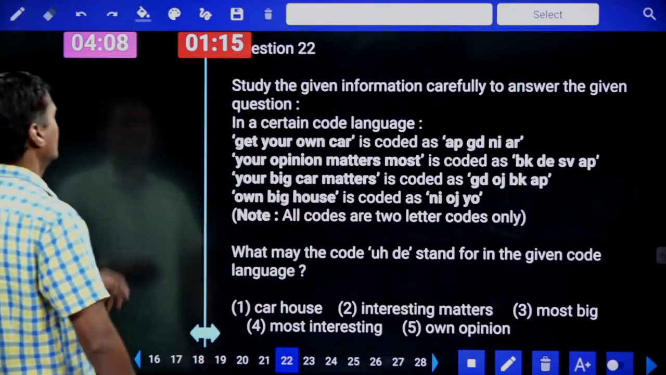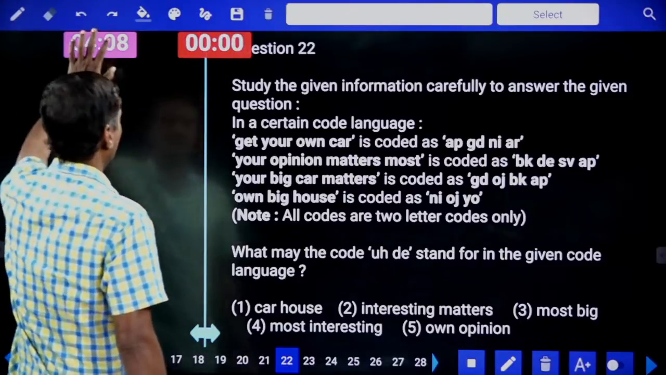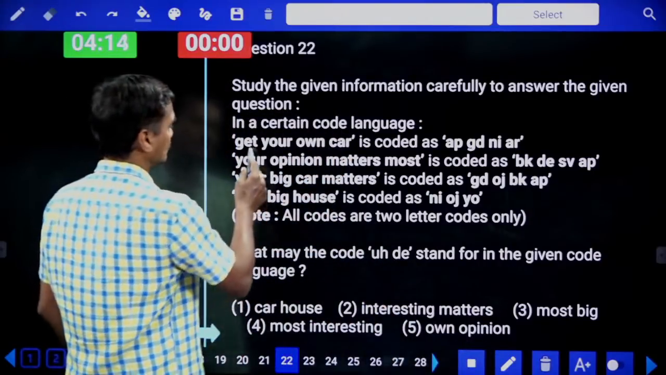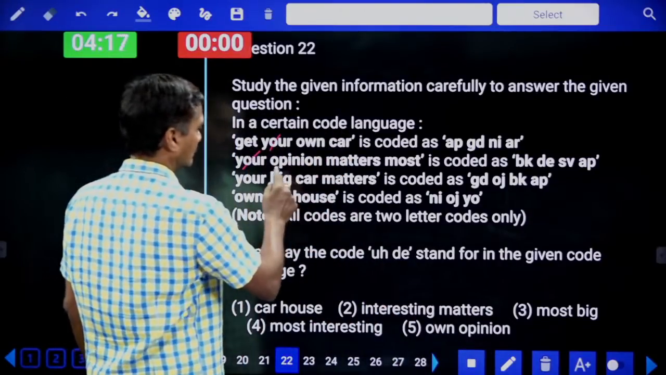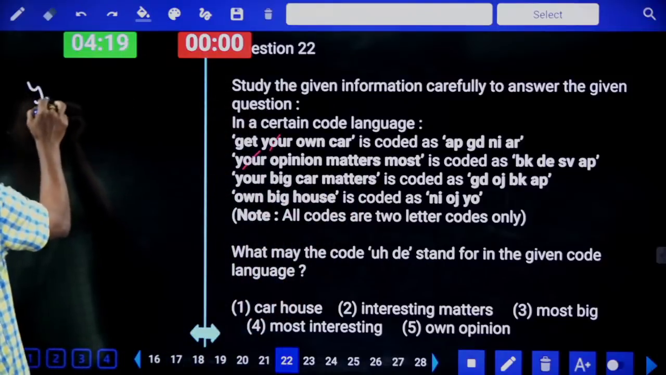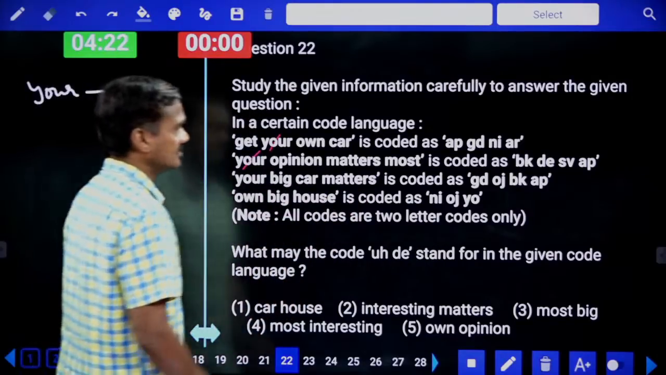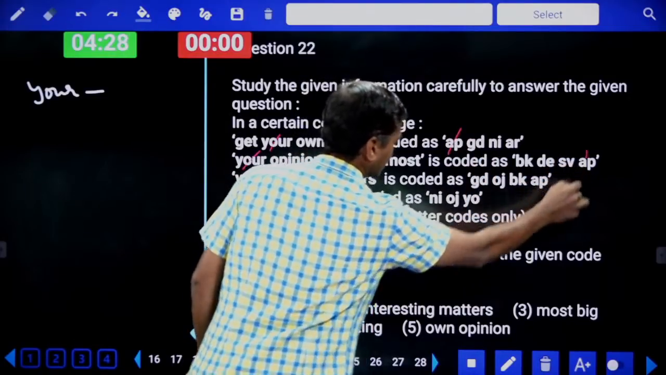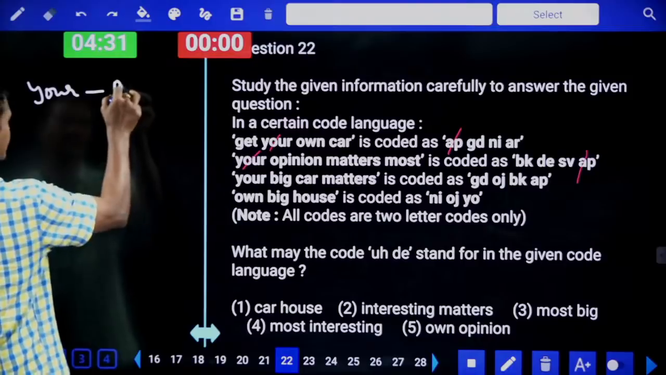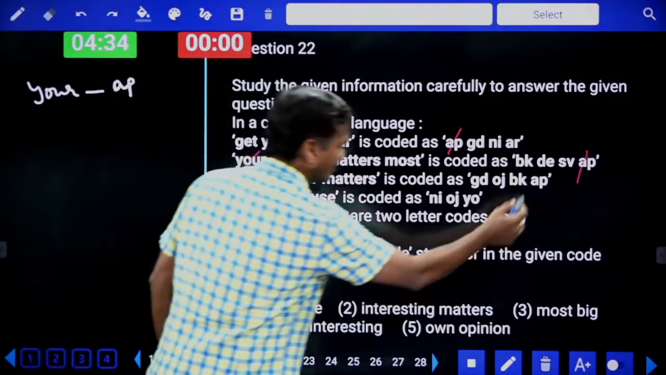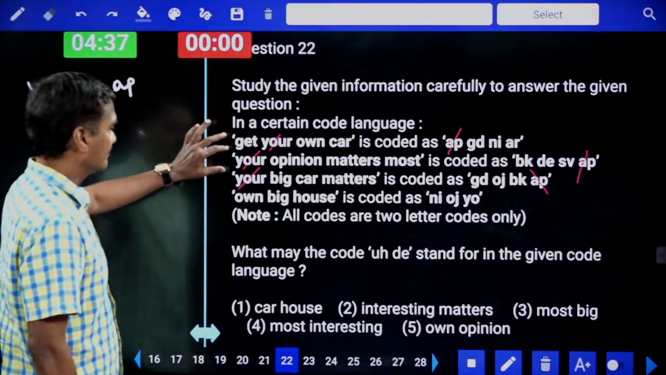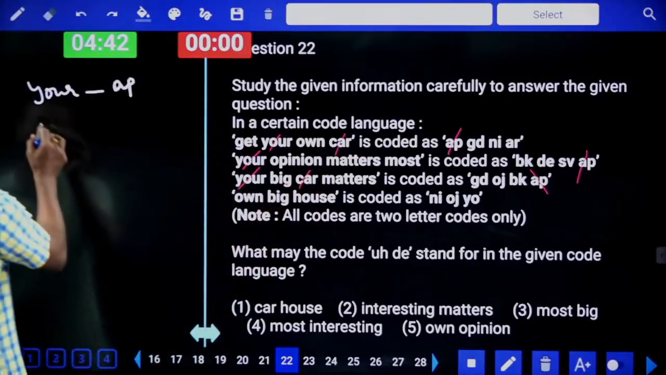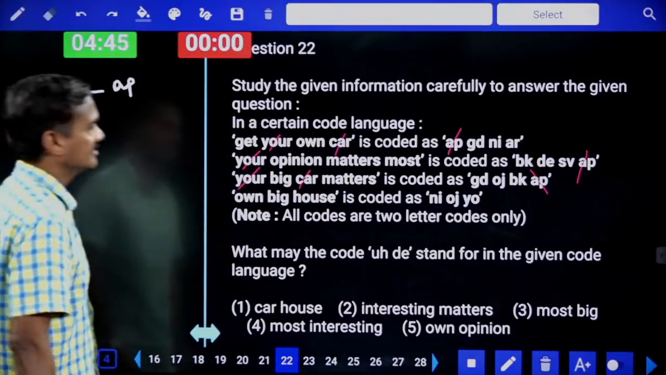Is done. Now in this one, now get your own car. Now if you compare these two, what is the word that is common between these two? Your is the word that is common. Get own car. And your is the word that is common between these two. And the code that is common between these two is what? APGD and NI. NI AP. AP is the code that is common. Hence the code to the word your is AP. And again in the third statement also we have one your and one AP. Then if you compare 1 and 3, get own car. Now car is the word that is common between 1 and 3, and the code that is common between 1 and 3 is GD.